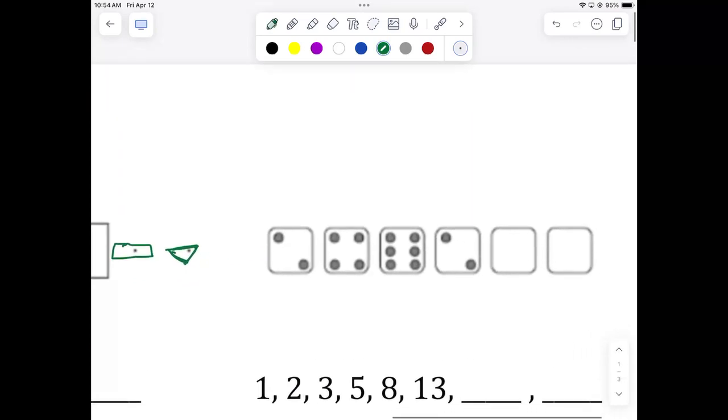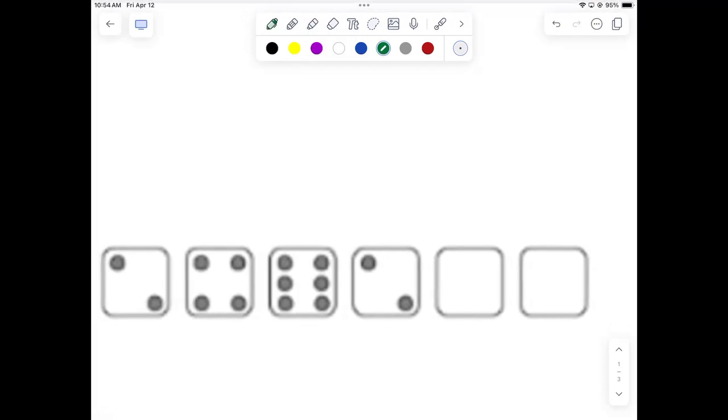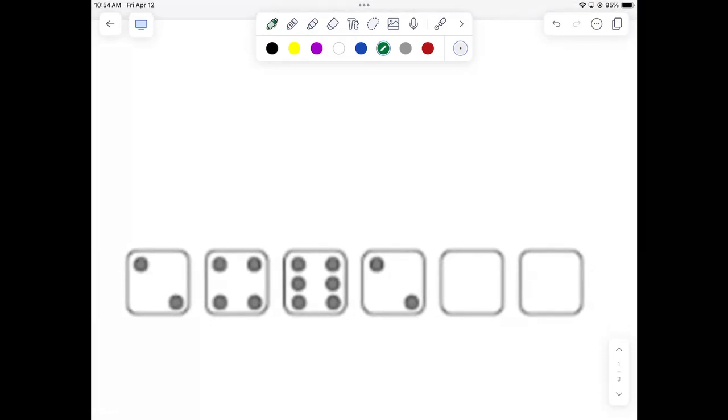All right, let's look at the dice over here. Ooh, dice. Cookie Monster like cookie dice. Cookie in shape of dice.